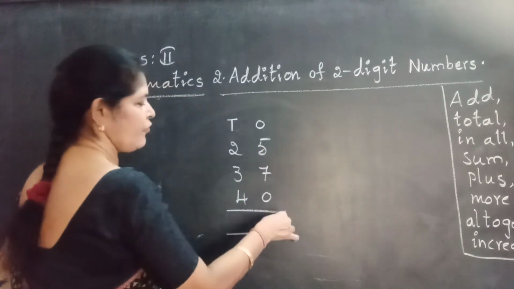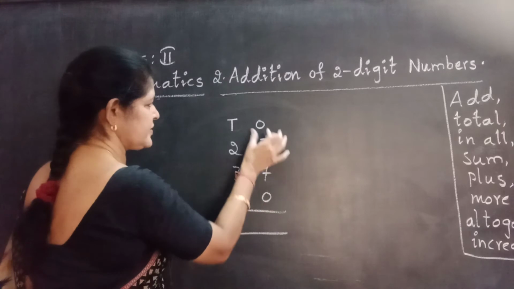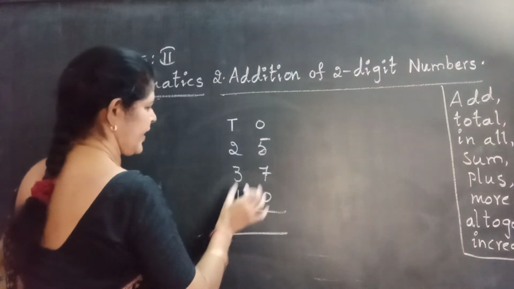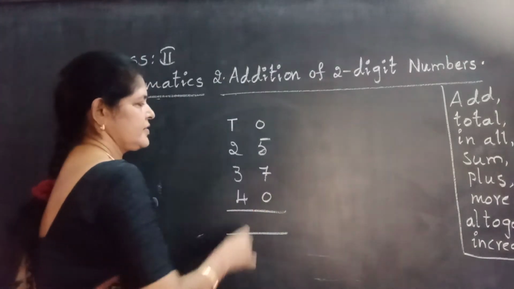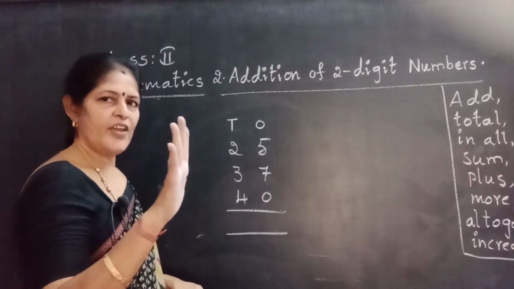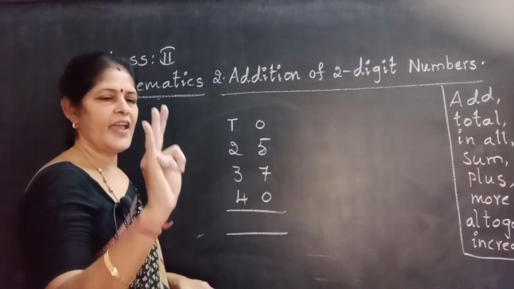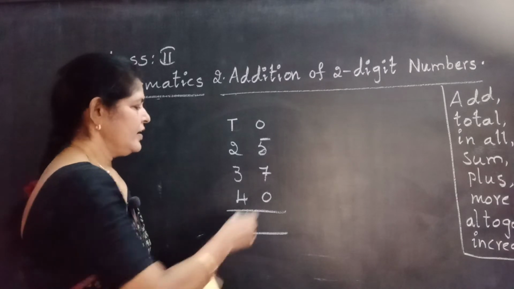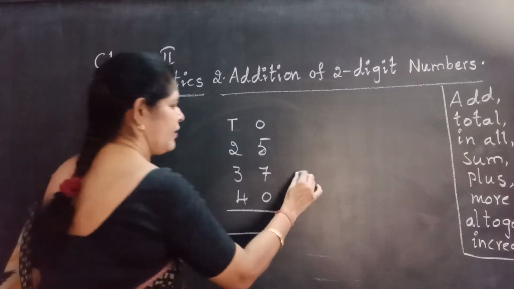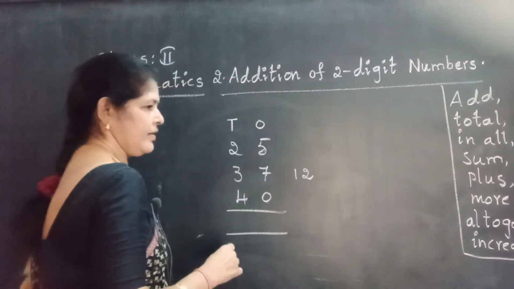Come on, adding ones. First add these two numbers. These are ones. These are tens. Start from the ones place. Take 5 fingers, 7 after 8, 9, 10, 11, 12. 12 plus 0, 12. A 2-digit number.